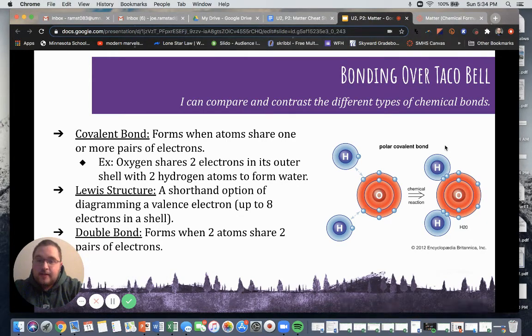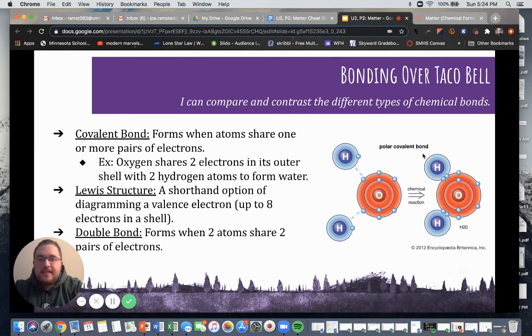of electrons. So, for example, oxygen shares 2 electrons in its outer shell with 2 hydrogen atoms to form water. A Lewis structure, as we talked about on previous slides, is a shorthand option of diagramming the valence electrons, and valence electrons are the amount of electrons on the outermost shell of our element. A double bond forms when 2 atoms share 2 pairs of electrons, and we're going to look at an example of this here in a little bit. Water is an example of a polar covalent bond.